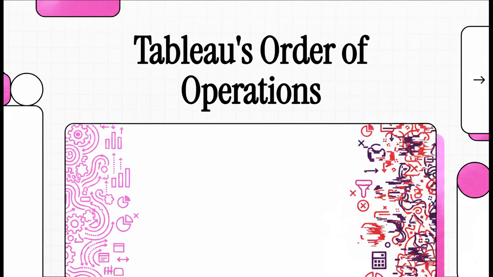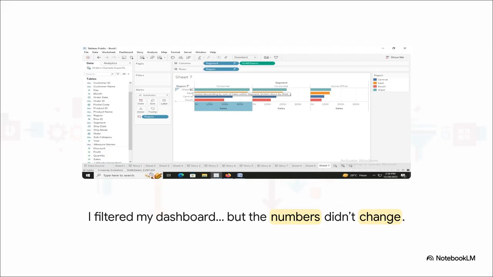Okay, if you've ever built a Tableau dashboard, you definitely know this feeling. You spend hours getting it to look just right, and then something breaks. A filter doesn't filter, a number won't update, and you're just left scratching your head. Well, today we're going to pull back the curtain on Tableau's secret rulebook to fix one of its most common and frustrating problems.